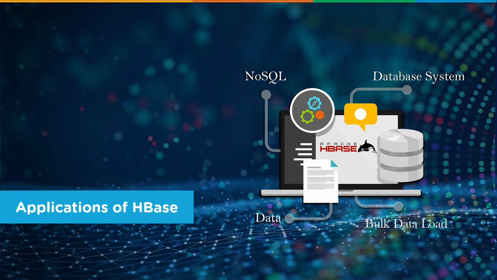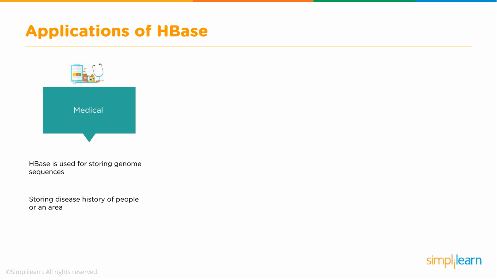Applications of HBase. One of them would be in the medical industry. HBase is used for storing genome sequences and storing disease history of people of an area, and you can imagine how sparse that is. A genome sequence might only have pieces to it that are unique to different people. And the same thing with disease. You really don't need a column for every possible disease a person could get. You just want to know what diseases those people have had to deal with in that area.